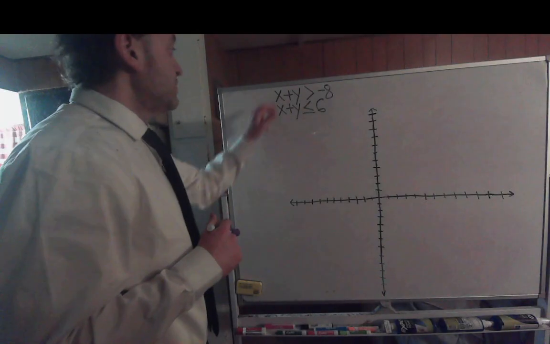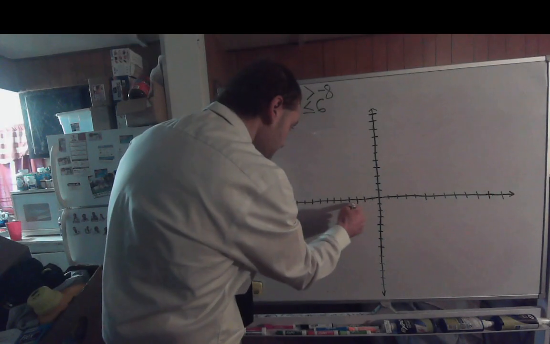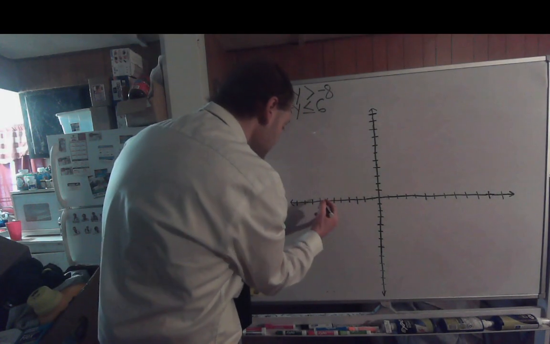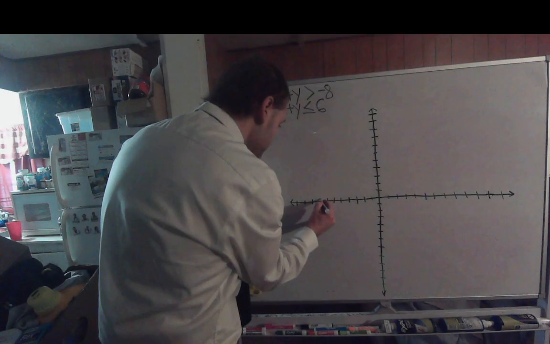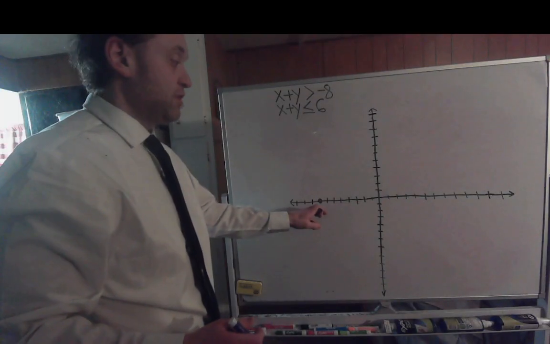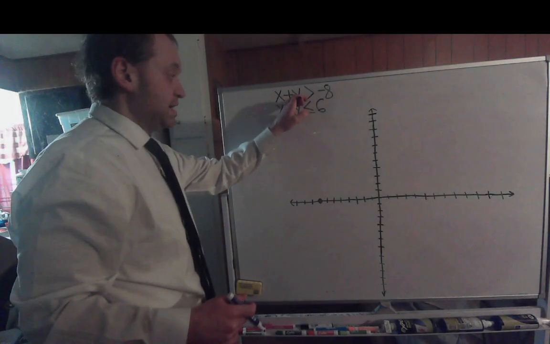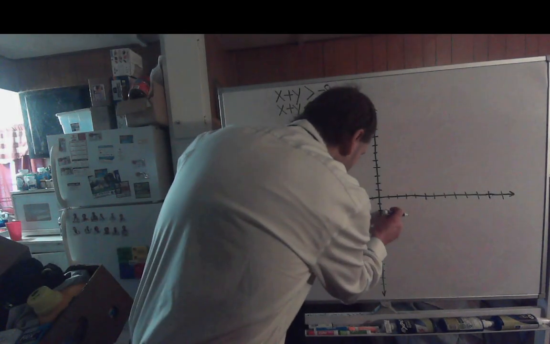So find the x-intercept. That would be at x equals negative 8. 3, 4, 5, 6, 7, 8. And it's going to be an open circle at (-8, 0), because that's not part of your solution set. And then you'll get the y-intercept at (0, -8).